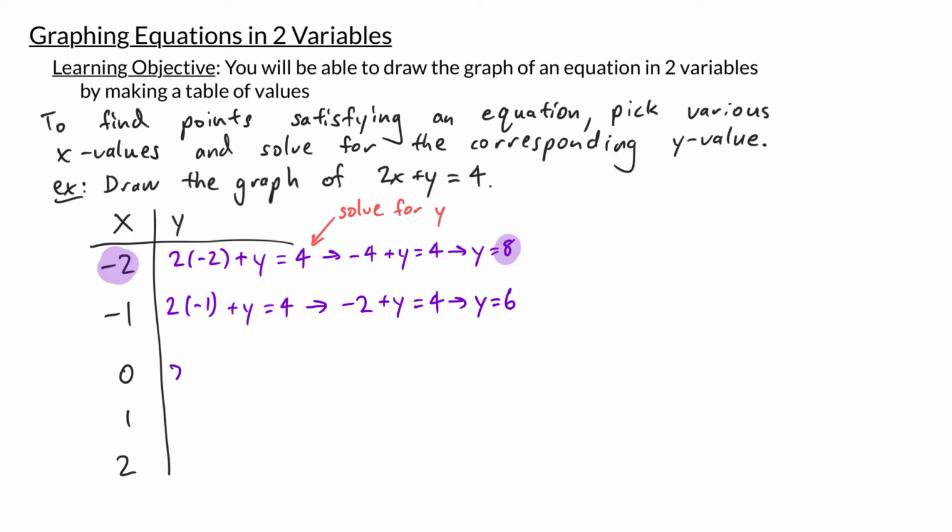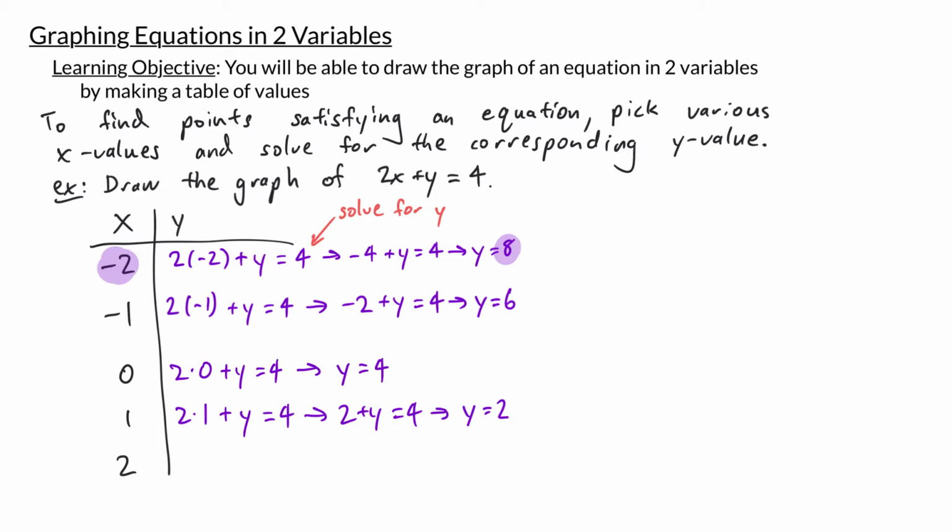For x equals 0, we have 2 times 0 plus y equals 4, which just tells us that y equals 4. So the point 0, 4 is on the graph of our equation. Next, we have x equals 1. So plugging in x equals 1, we have 2 times 1 plus y equals 4, which gives us 2 plus y equals 4. Subtracting 2 from both sides, we get y equals 2. So the point 1, 2 is a point on the graph.